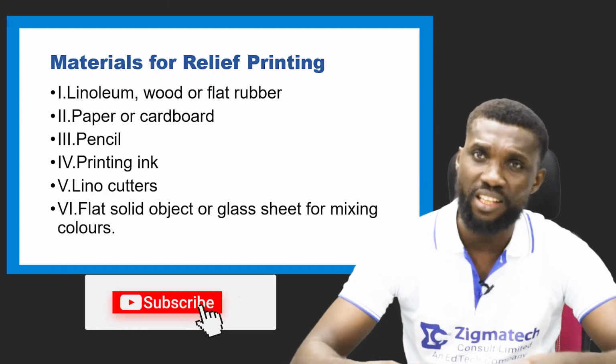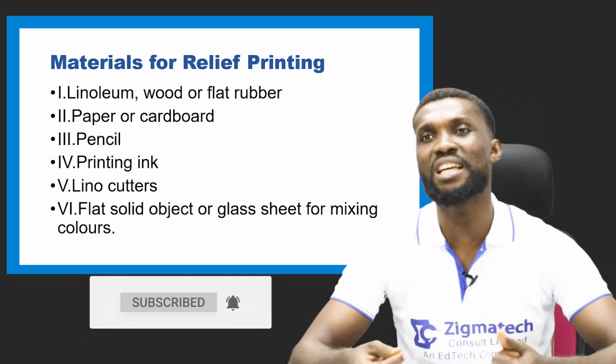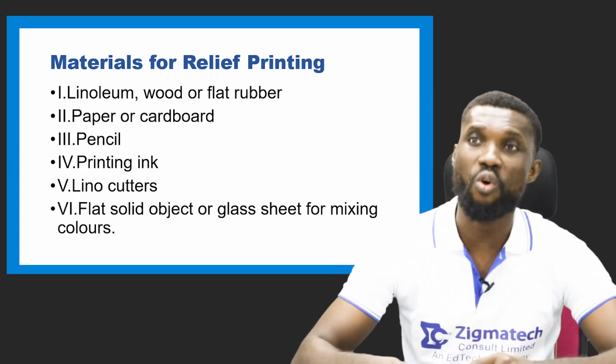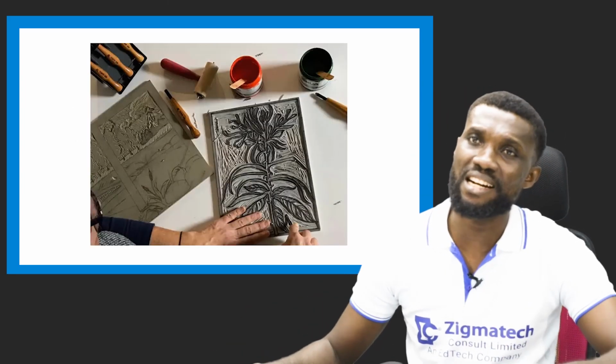You need a pencil. You need printing ink. You need a lino cutter. And then you need a flat solid object or glass sheet for what? Mixing of what? Of colors. Now these are the materials you need.